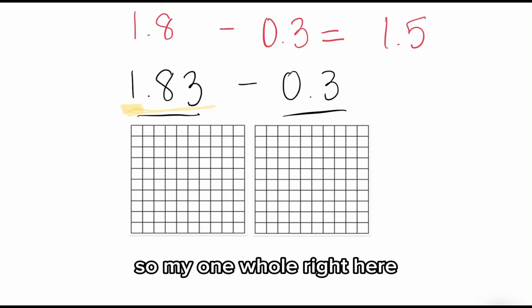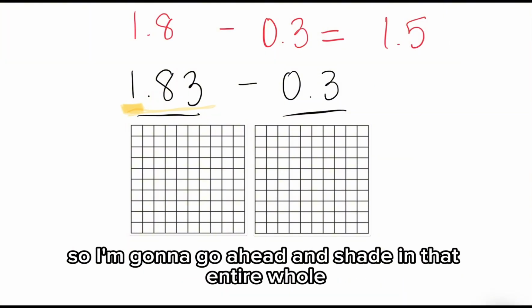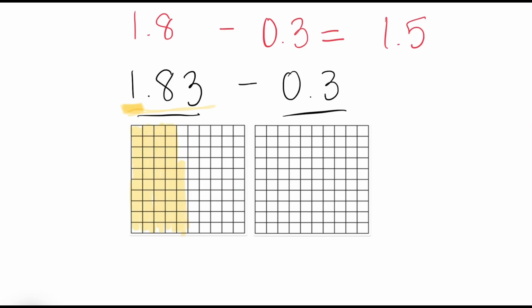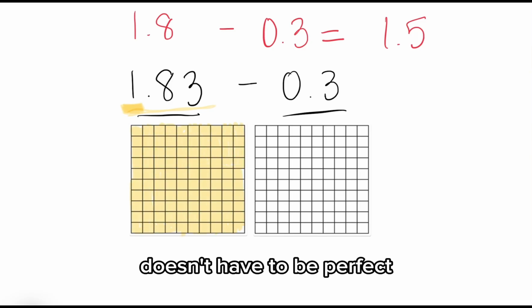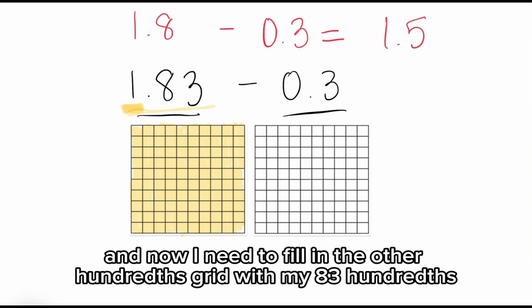So my 1 whole right here, that's the entire hundreds grid itself. So I'm going to go ahead and shade in that entire whole. Doesn't have to be perfect, but there's my 1 whole, and now I need to fill in the other hundreds grid with my 83/100ths.